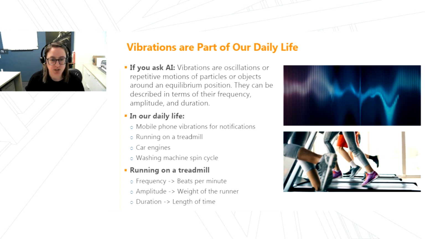We can describe the vibration in terms of frequency, which is the number of repetitive motions within a period of time, like beats per minute when running, amplitude, which is the maximum displacement that a vibrating object moves from its equilibrium position, which could be based on the weight of the person running, and duration.